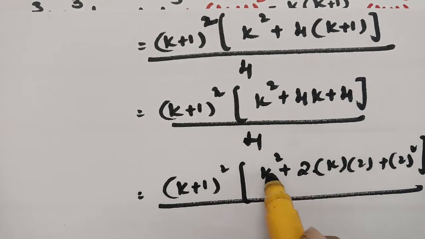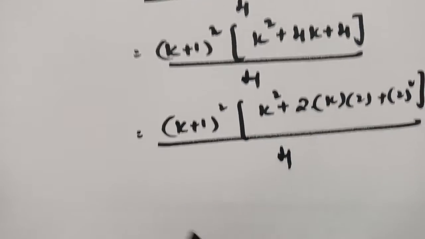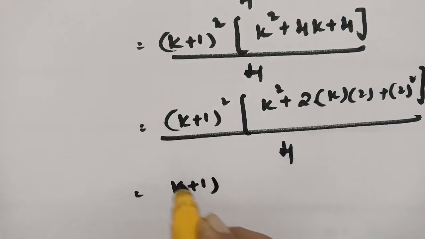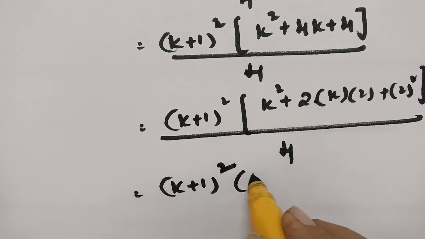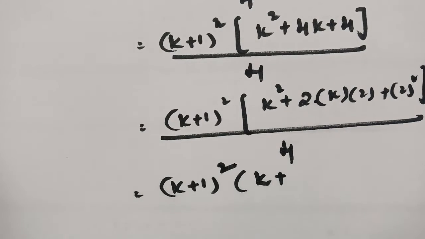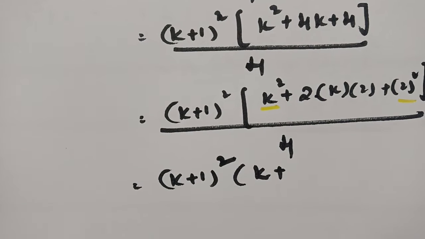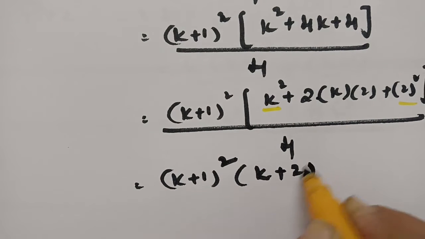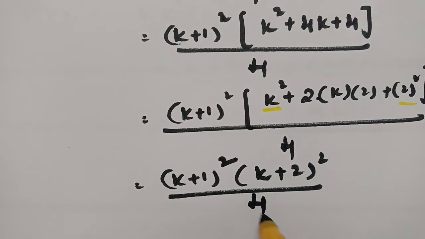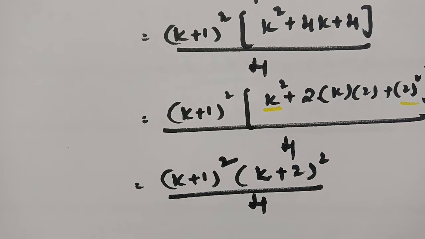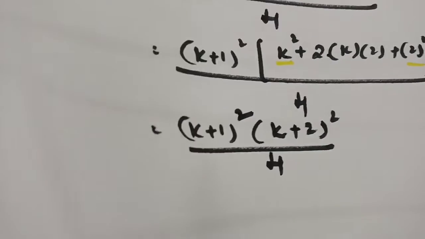So this is of the form a square plus 2ab plus b square, which is equal to a plus b whole square. So this value is a and this value is b. So this is a plus b whole square by 4. See here, this is the RHS part of the equation 1 after adding the k plus 1th term.